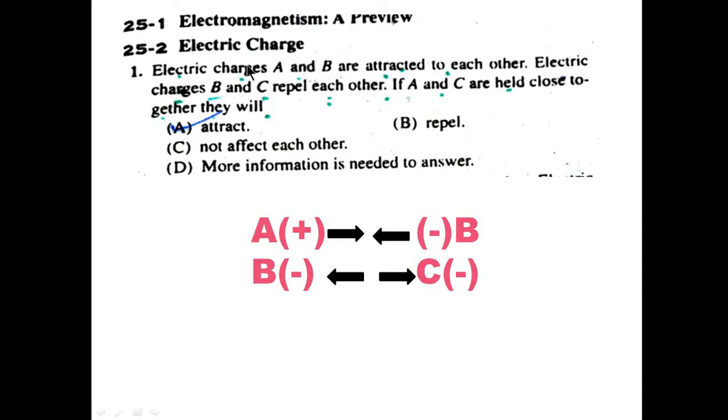Question number 1. Electric charges A and B are attracted to each other. Electric charges B and C repel each other. If A and C are held close together, they will attract, repel, not affect each other, or more information required. A and B are attracted, so it means that they have opposite charges. Now B and C repel each other; if B is negatively charged, so is C. That's why they are repelling each other. Now A and C, when held together, as A is positive charge and C is negative charge, they will attract. So option A is the correct option.